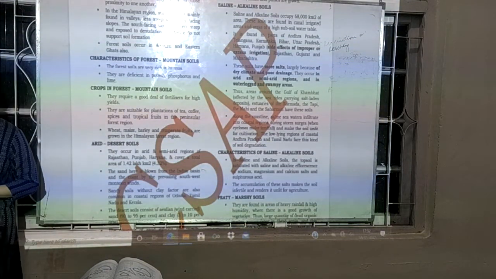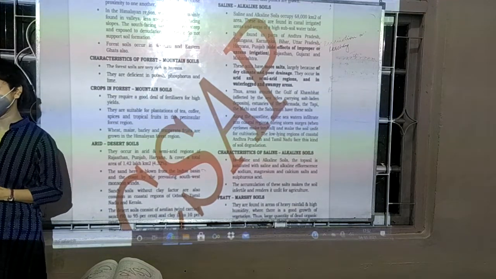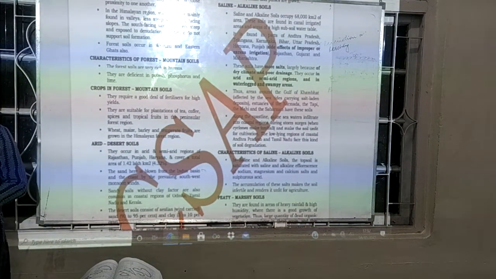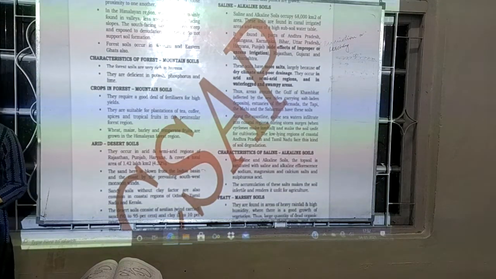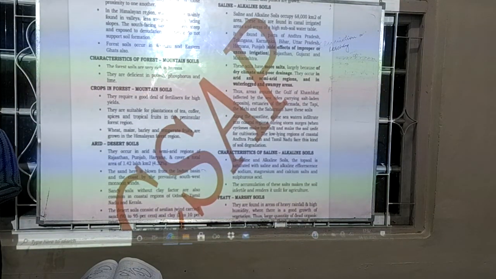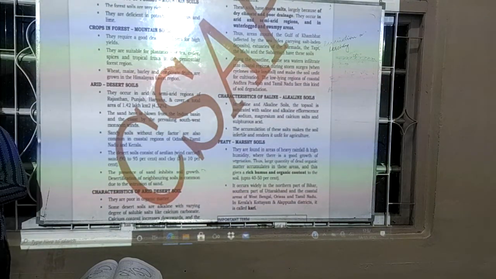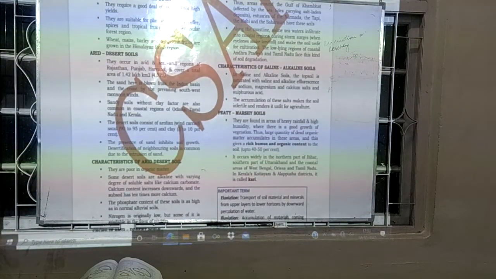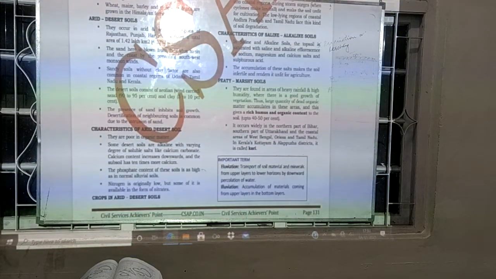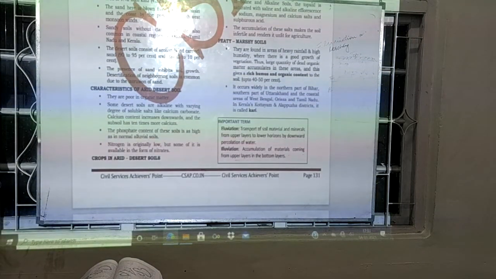See, these soils have more salt content because of dry climate and poor drainage. They occur in arid and semi-arid areas. Where are these found? See, Gulf of Khambat, affected by the sea tides. Tapi, Mahi. The coastline, saline waters. All these areas will have saline and alkaline soils. They will have a layer of these salts, efflorescence, of sodium, magnesium, calcium salts. This is not fit for agriculture.